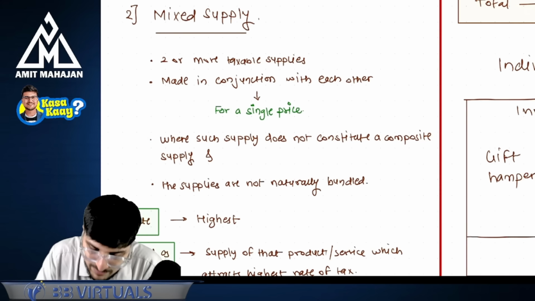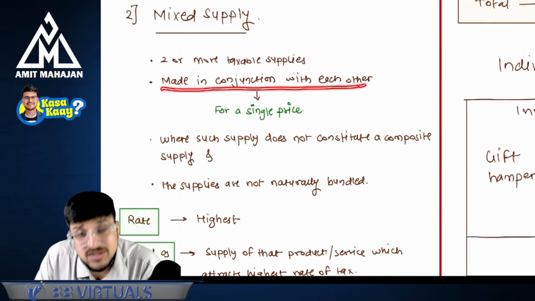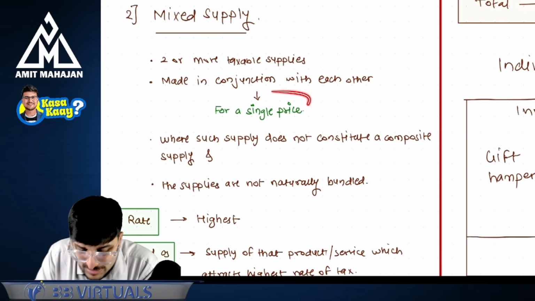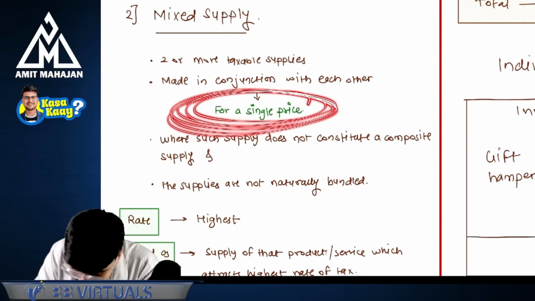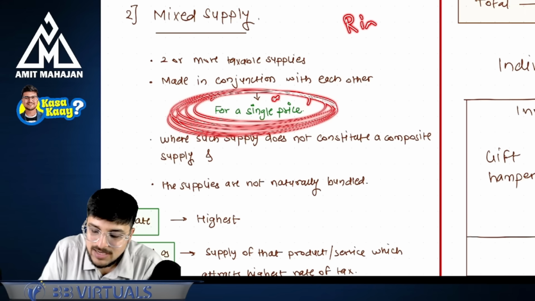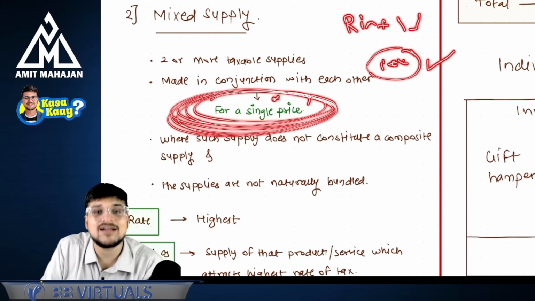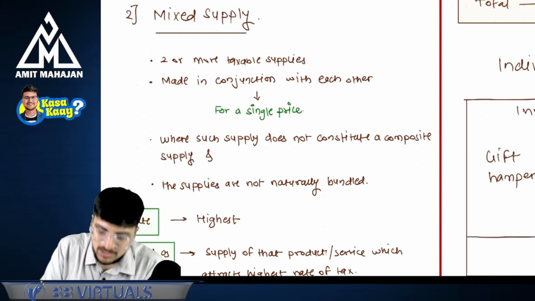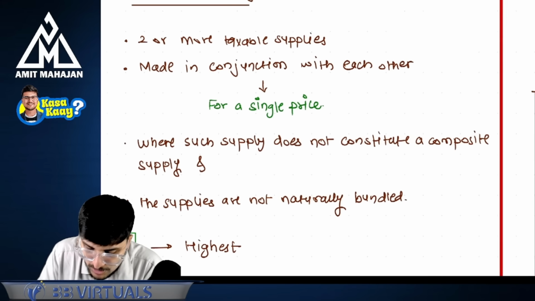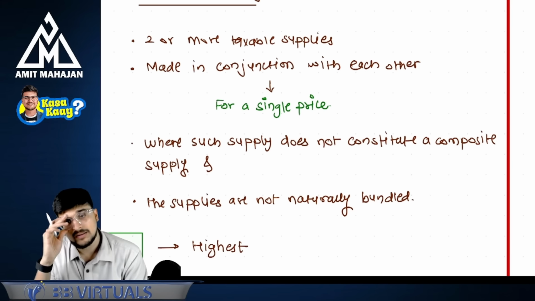Yes. So please remember, when two or more taxable supplies are made in conjunction with each other for a single price, very important. What is the meaning of single price? Rin and bucket both are sold for 100. This is called a single price, where the supply does not constitute a composite supply and the supplies are not naturally bundled.